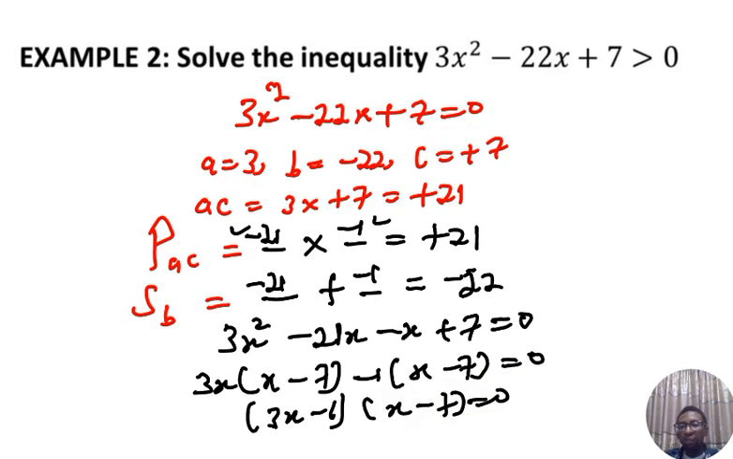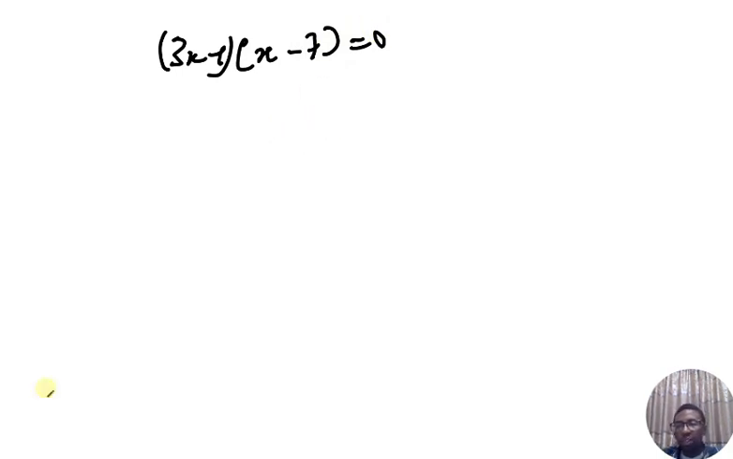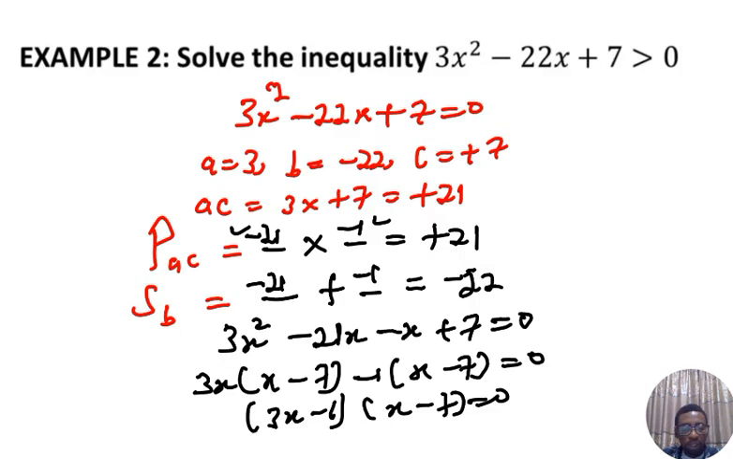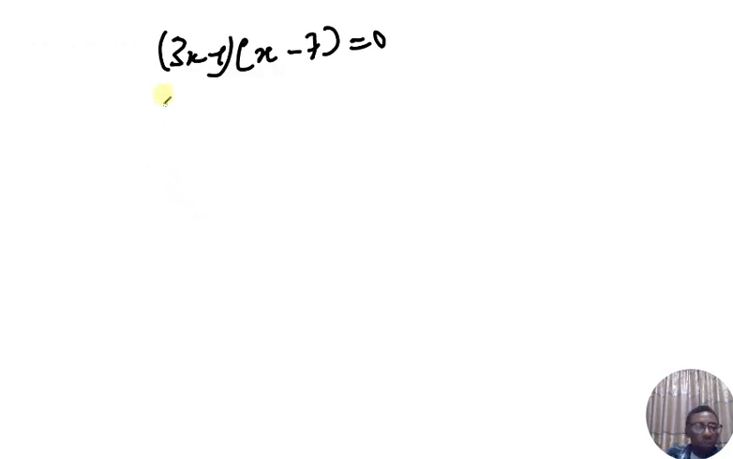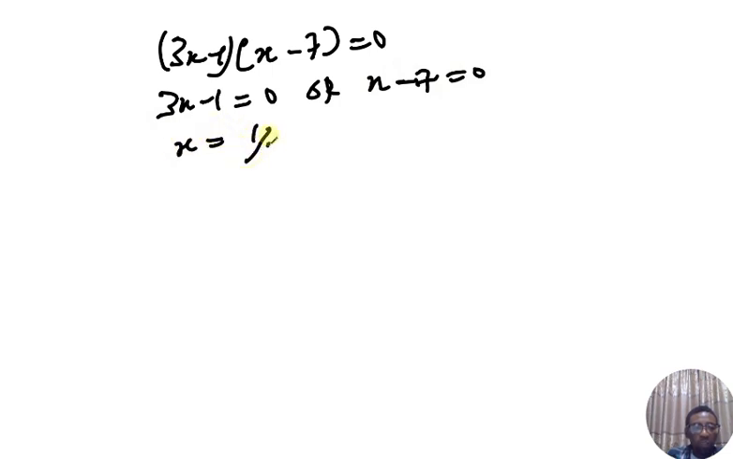So let me flip to the next page. The two factors that we got are 3x minus 1 and x minus 7 equals 0. Let me confirm if I'm correct. Let me check my previous page. So these are the two factors that we got. We will solve this and get the two roots: 3x minus 1 equals 0 or x minus 7 equals 0. So I'll get x equals 1 over 3 or x equals 7.